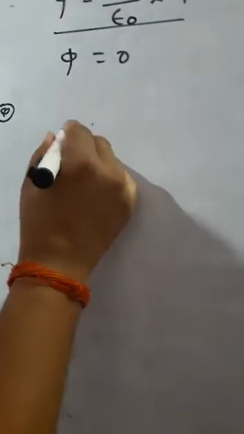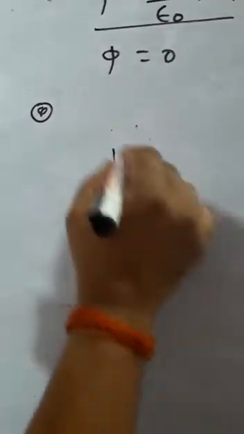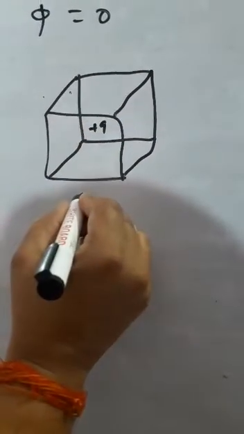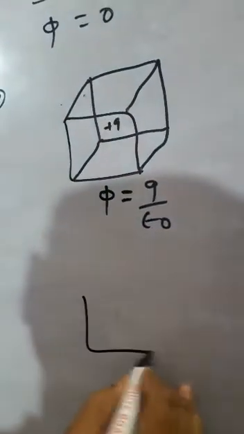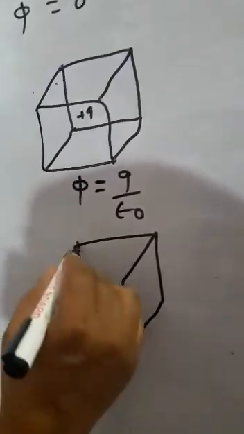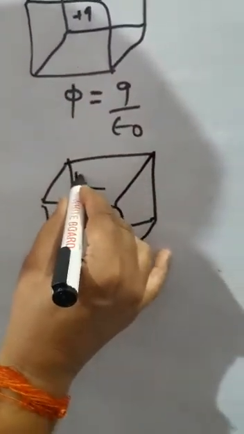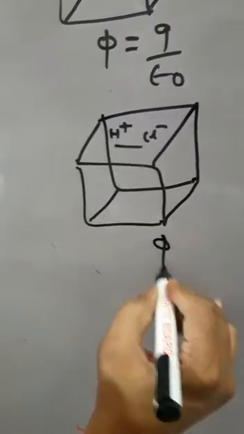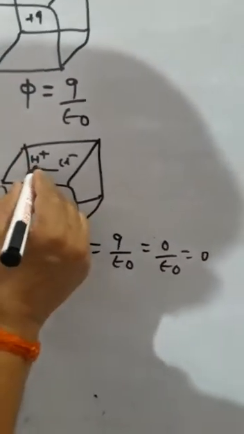Suppose a plus Q charge is placed inside a cube and we have to find the total flux linked to the cube. Since the cube is a closed surface and the charge is placed inside the surface, therefore by Gauss's theorem phi equals Q upon epsilon naught. If an electric dipole is placed inside the cube and we have to find the total flux linked to the cube, since an electric dipole consists of two charges of equal magnitude but opposite nature, therefore the flux linked to the cube phi equals Q upon epsilon naught, which is equal to 0 upon epsilon naught, which is equal to 0, since the total charge of an electric dipole is always 0.